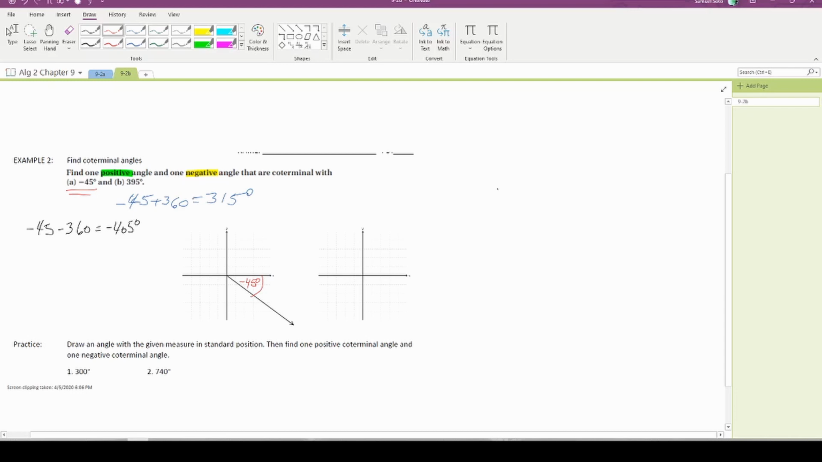Negative 45 plus 360 is 315. To find my negative angle, I'm just going to go all the way around this way, in a different color. Negative 45 is there, but for the negative part, because I started with negative, I'm going to go all the way around, pass, and go to here. That gives me the negative 405 degrees. So there is my positive angle, and this one is a 0, by the way. Don't let that confuse you.